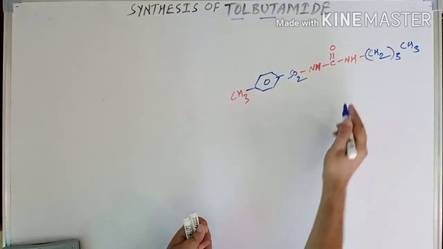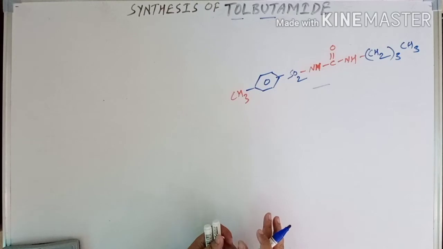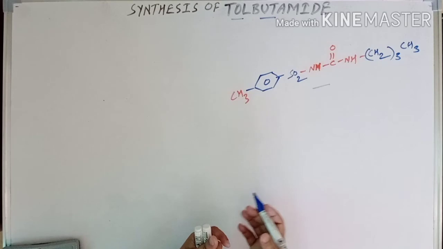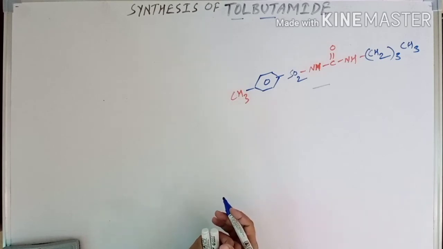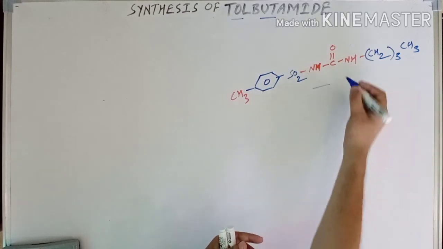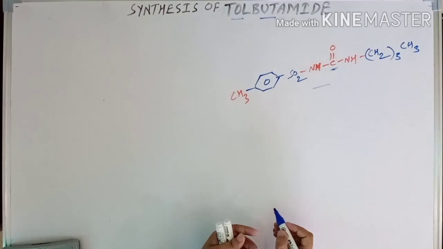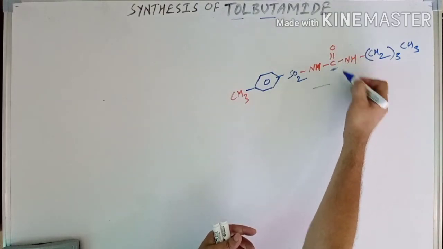Now in order to plan the synthesis of this drug, the first step which should come to our mind is that we should break this molecule in such a way that its starting material is easily available in the laboratory or market. So from where to break this molecule? The basic rule is that you have to break this molecule around its carbonyl group. This is your carbonyl group, C double bond O, and we can break this molecule from this side or this side.